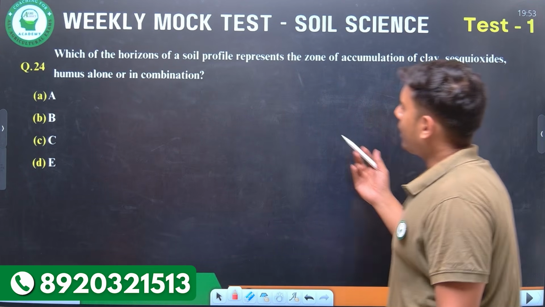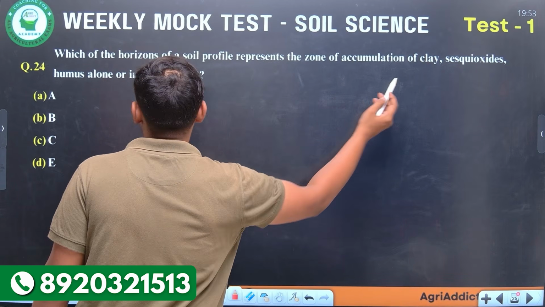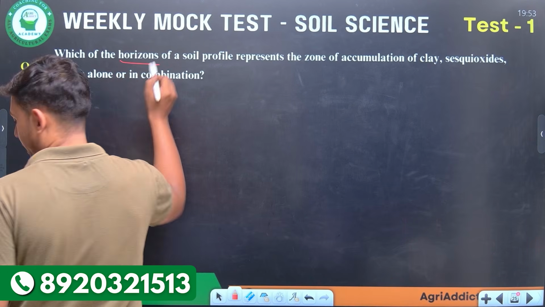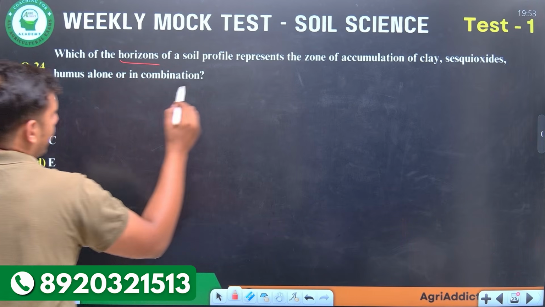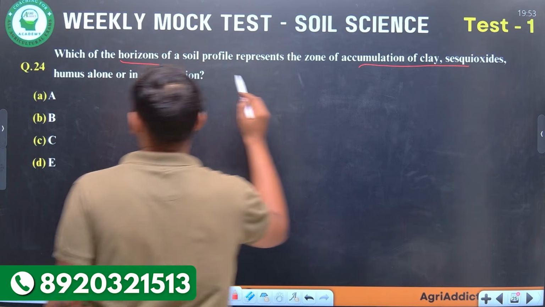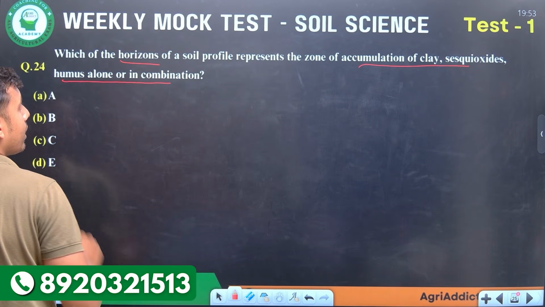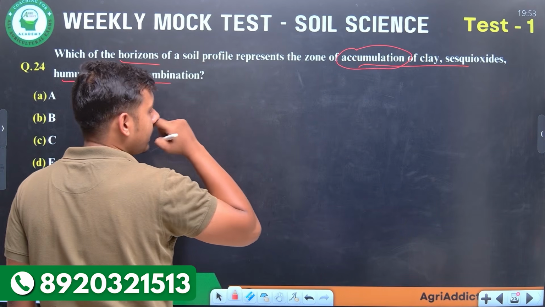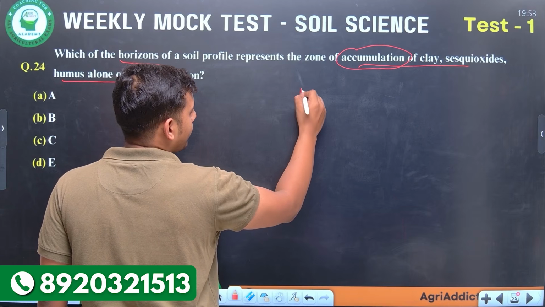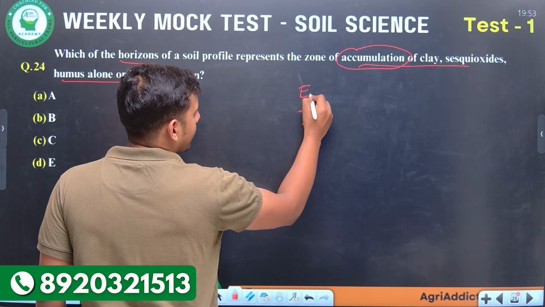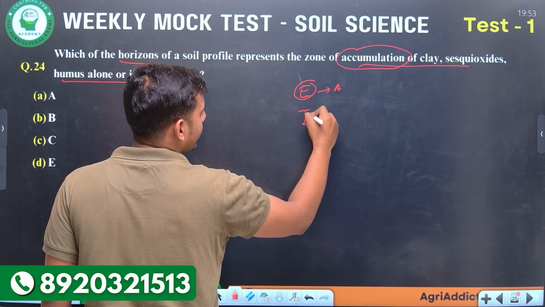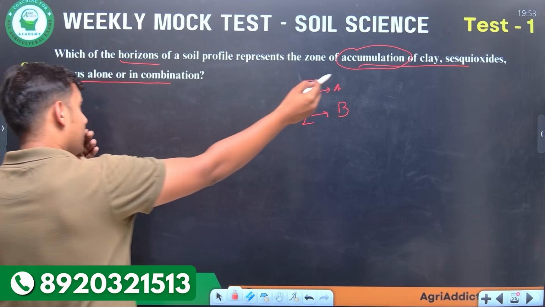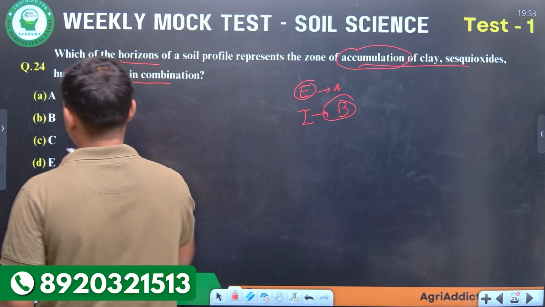Which horizon of a soil profile represents the zone of accumulation of clay, sesquioxide and humus alone or in combination? We have to identify the horizon where the accumulation of clay and sesquioxide, along with humus, alone or in combination, can occur. Whenever the term accumulation comes, we know two processes are there, eluviation and illuviation, right? Eluviation occurs in the A horizon and illuviation occurs in the B horizon. Illuviation means settling down or accumulation of something. So whenever accumulation of clay and sesquioxide comes, it will be the B horizon. So this is the answer.